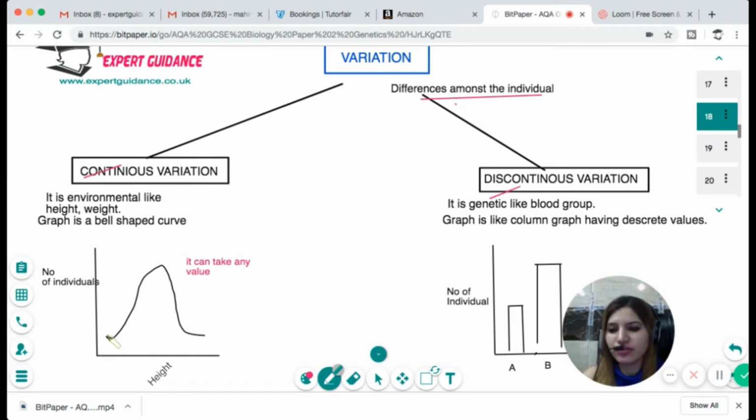So if I try to match the height of the individuals in your class, I can get any value. I'm not certain what the height would be of all the individuals, because height is an environmental factor plus genetic, but since there are environmental influences, it takes any value.